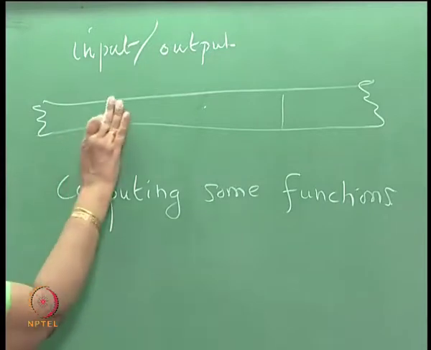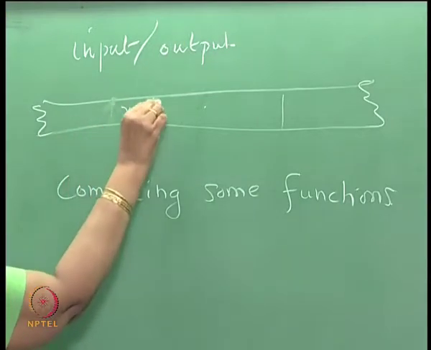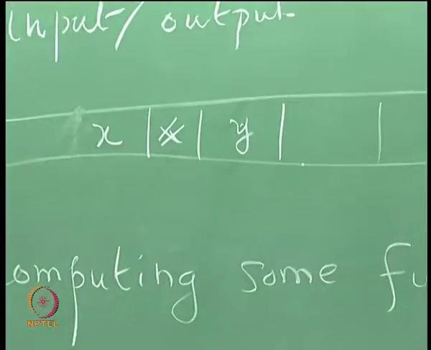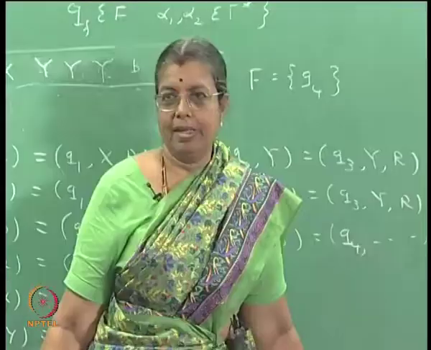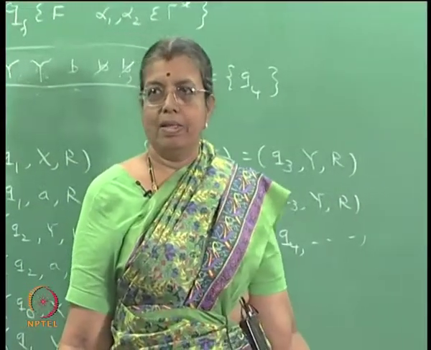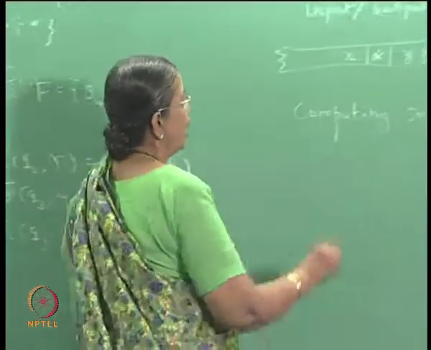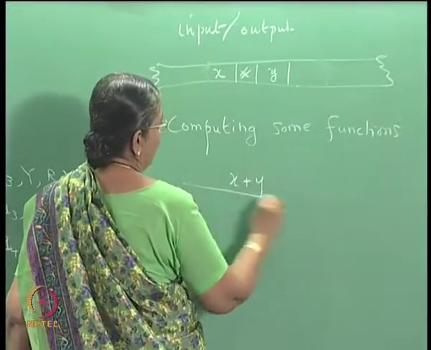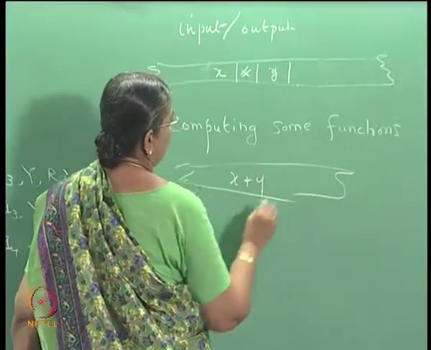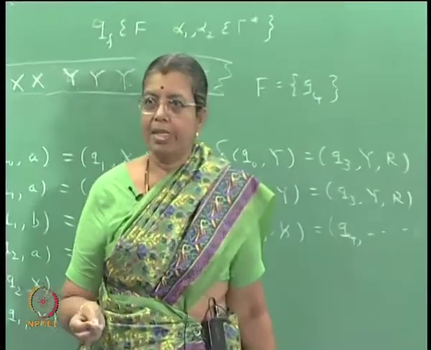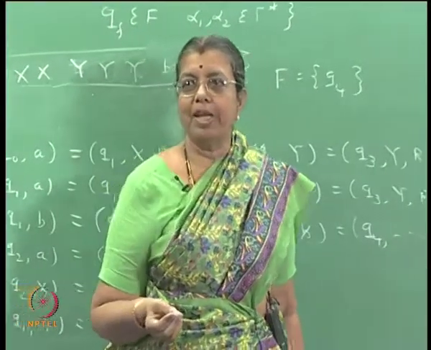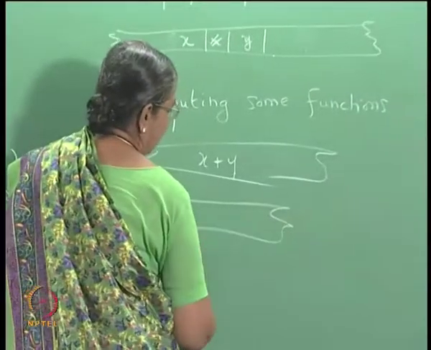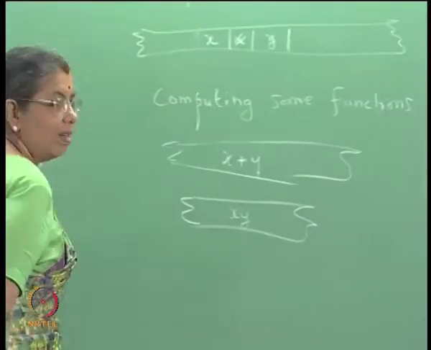So, for example, you can be given x with a separator and y, and you may end up with the answer x plus y. So, ultimately this is the input, and you end up with x plus y on the tape. This is possible. So, it is performing the operation of addition, it could also perform the operation of multiplication. So, you may end up with x y on the tape.